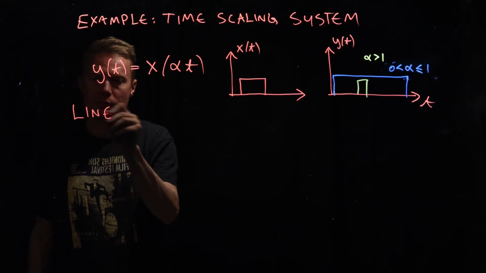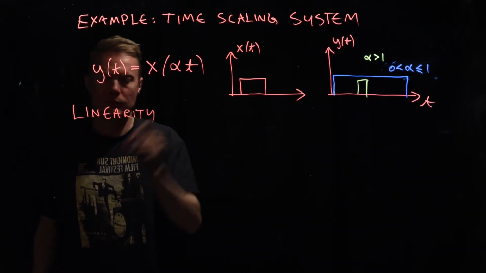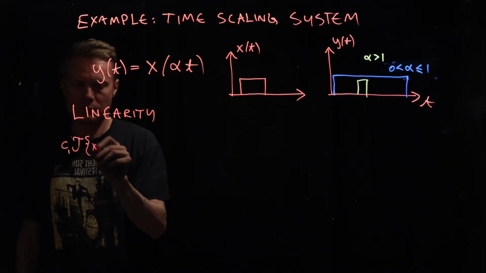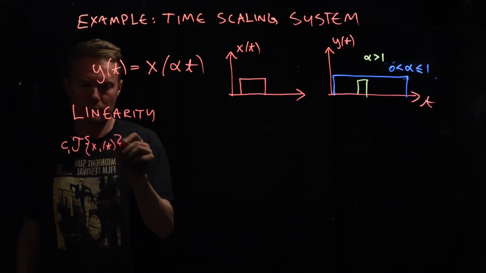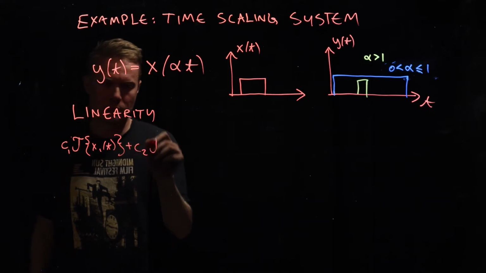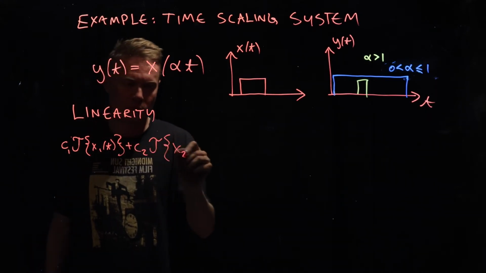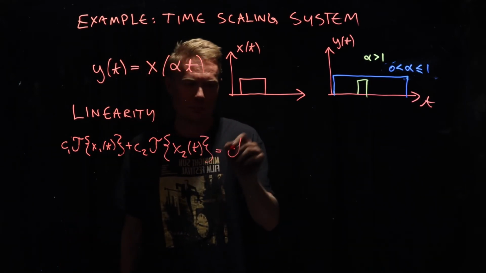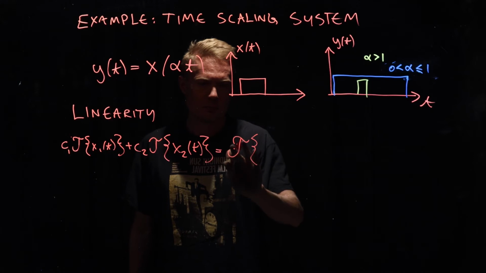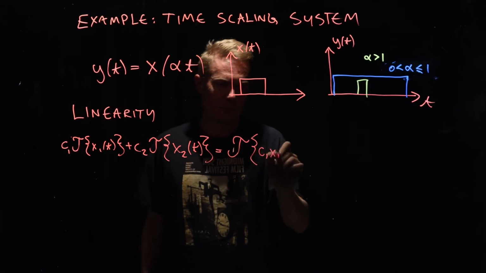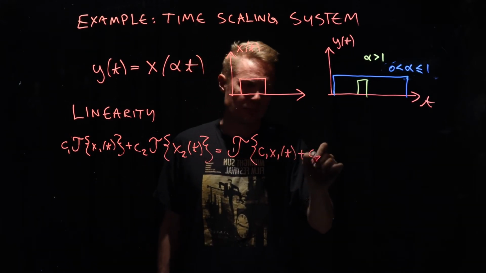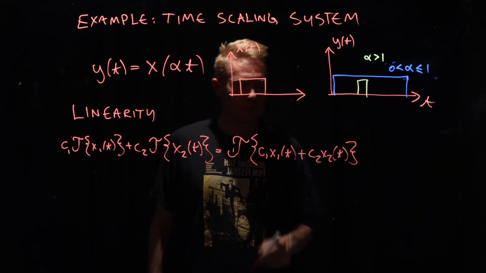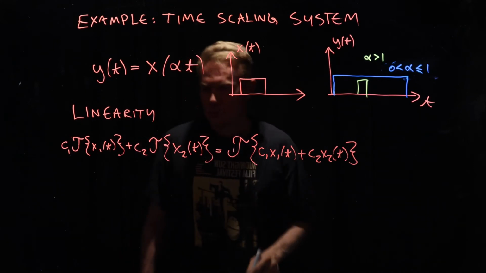Okay, let's see if this system is a linear system. Here's the formal test for linearity. So we have a linear combination of outputs. So we feed in a signal x1 and x2 into the system t separately and scale them with arbitrary coefficients c1 and c2. Now on the right hand side, what we've done is we've fed a linear combination of x1 and x2 into a single system, and we've done the linear combination before we feed the signal into the system.